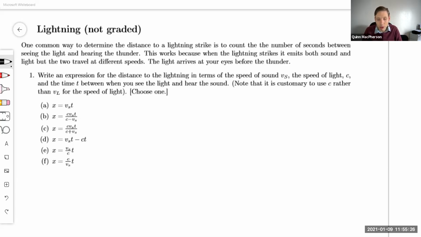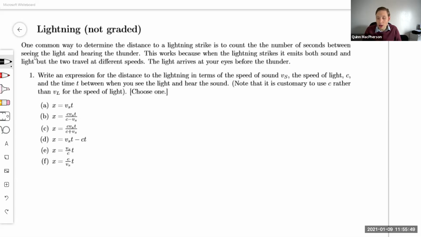Okay, so this problem asks: one common way to determine the distance to a lightning strike is to count the number of seconds between when you see the light and when you hear the thunder. So you see the light and you start counting 1001, 1002, 1003, and then you hear the thunder, and you know from that time how far away it is. So we're going to work with that.